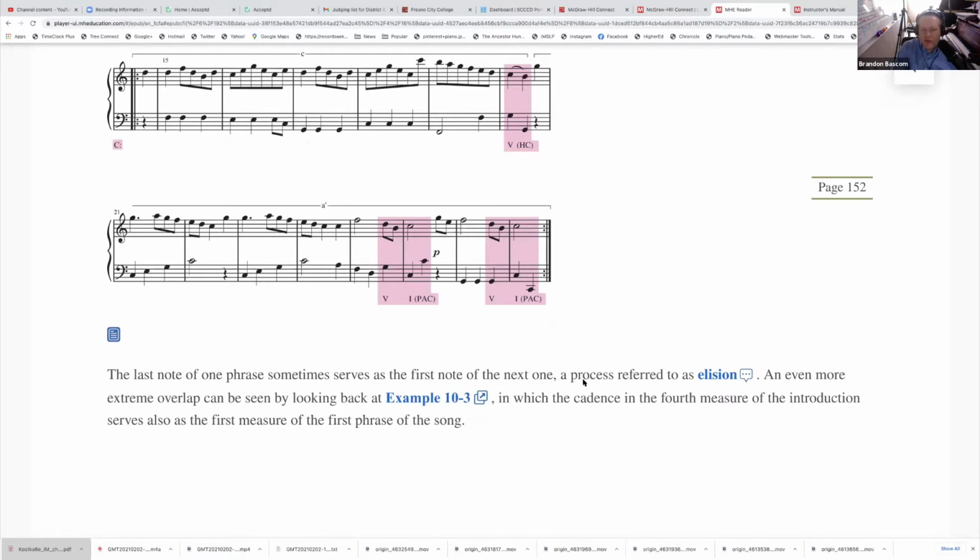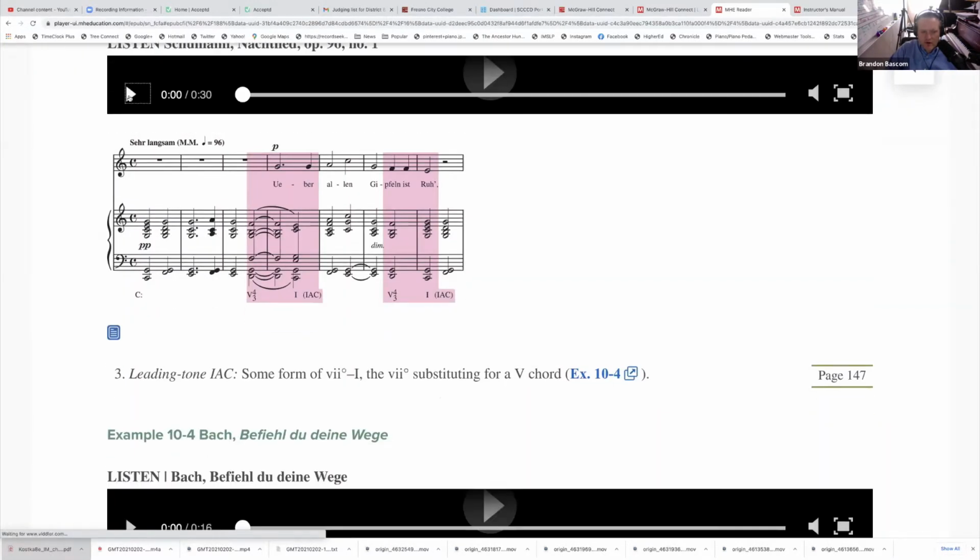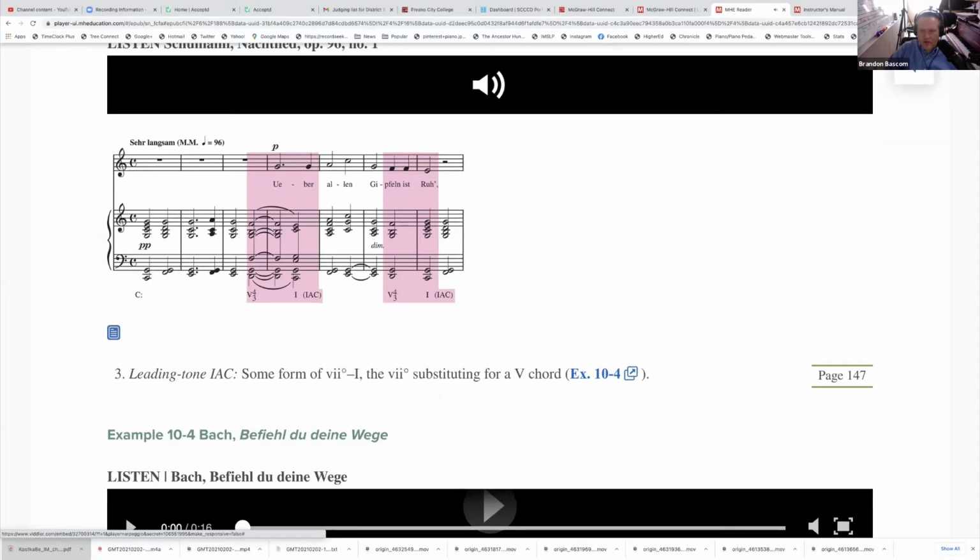All right. Here's a good word. Elision. The last note of one phrase sometimes serves as the first note of the next phrase, a process referred to as elision. An even more extreme overlap can be seen by looking back at example 10-3, in which the cadence in the fourth measure of the introduction serves also as the first measure of the first phrase of that song. So let's listen to that. Schumann, let me know if you can't hear it. Example 10-3.